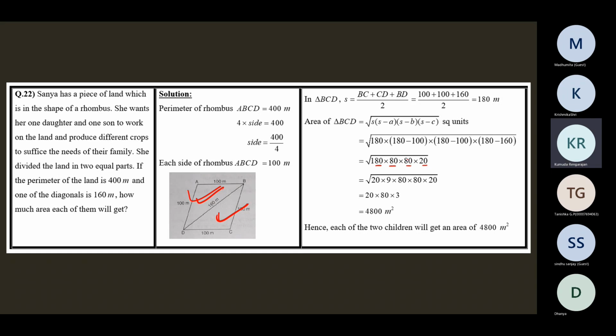So what have I done? I have not disturbed the two 80s, because 180 will come out. Then what have I done with this 180? I've written this as 20 into 9 because there's a 20 here. So I write this as 20 into 9. So from two 20s, 120 will come out. From two 80s, 180 out. And the square root of 9 is 3.